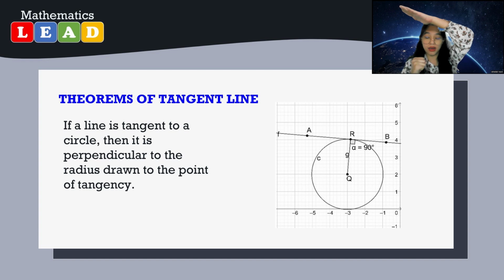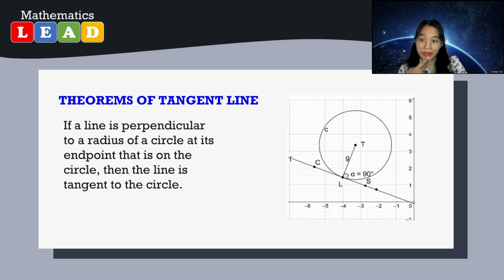When we connect that, we already know that this will form 90 degrees. That's why they are perpendicular to each other. Makes sense. But on the second theorem, if a line is perpendicular to the radius of a circle at its endpoint that is on the circle, then the line is tangent to the circle. Remember, endpoint that is on the circle.